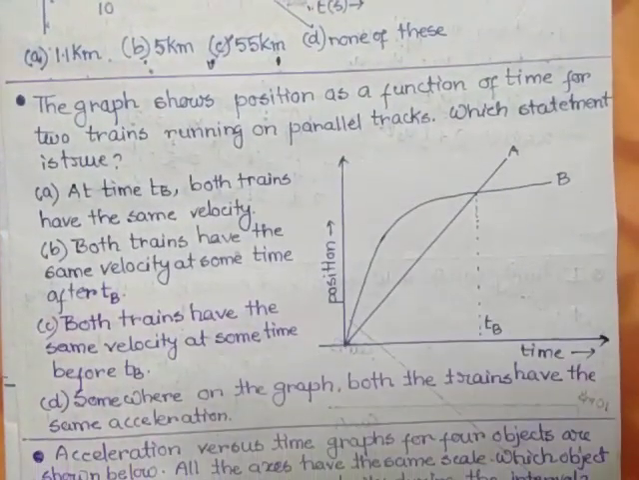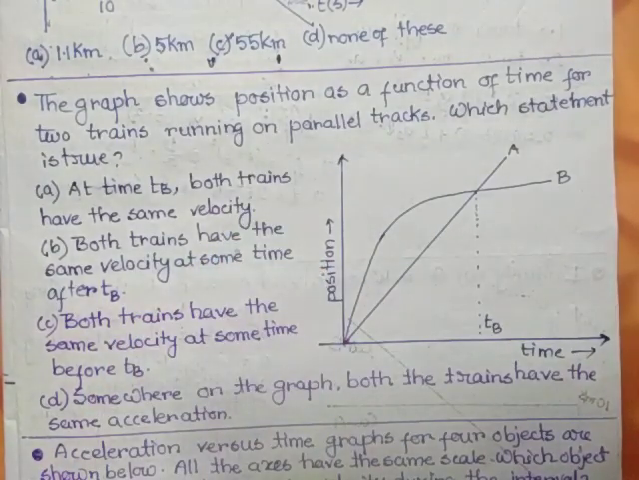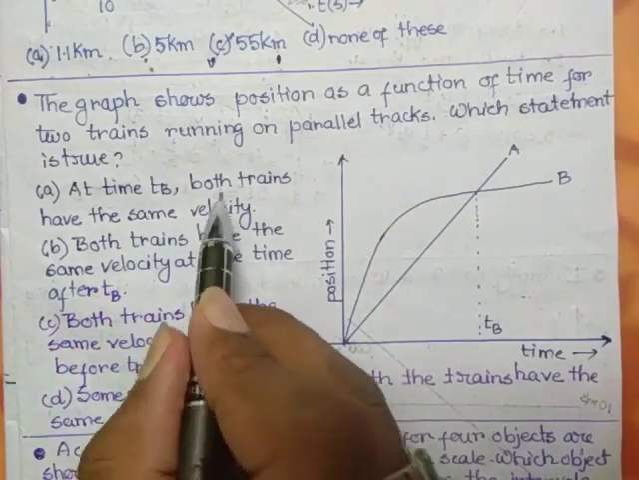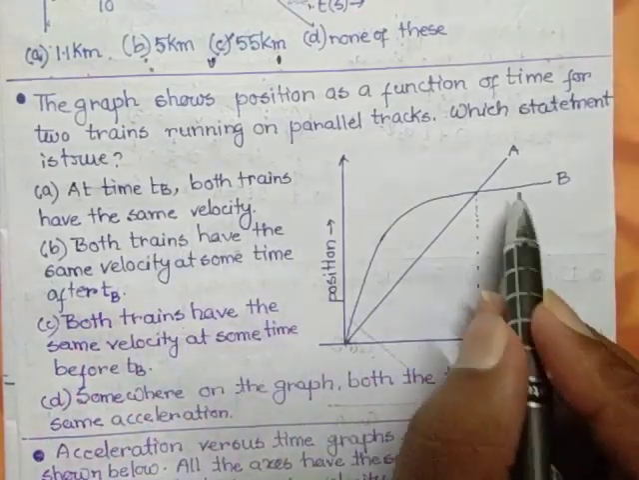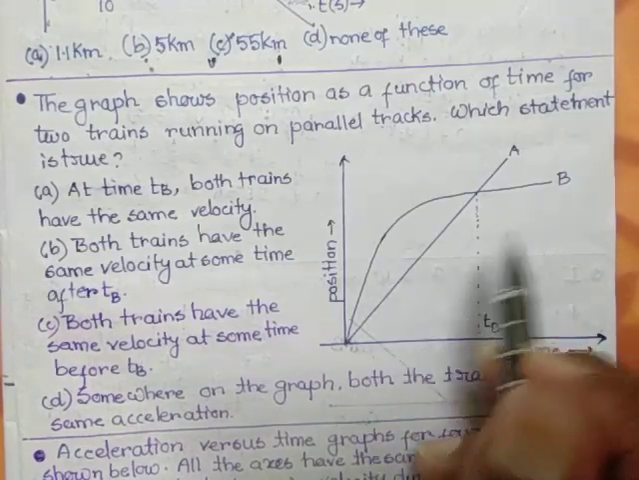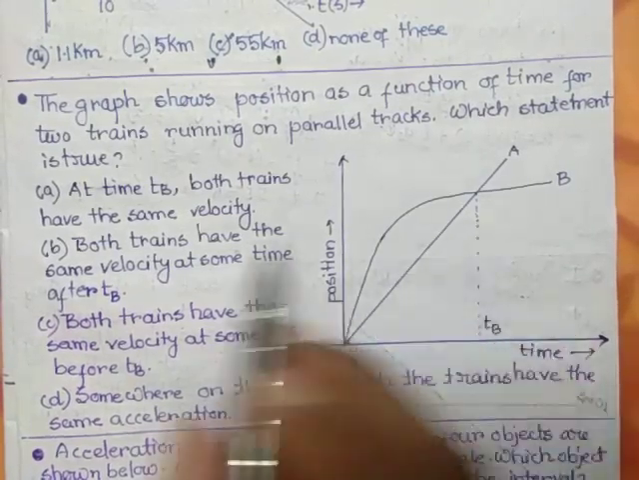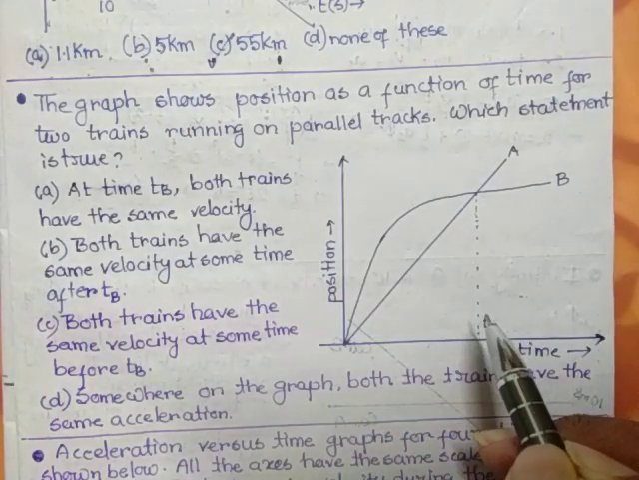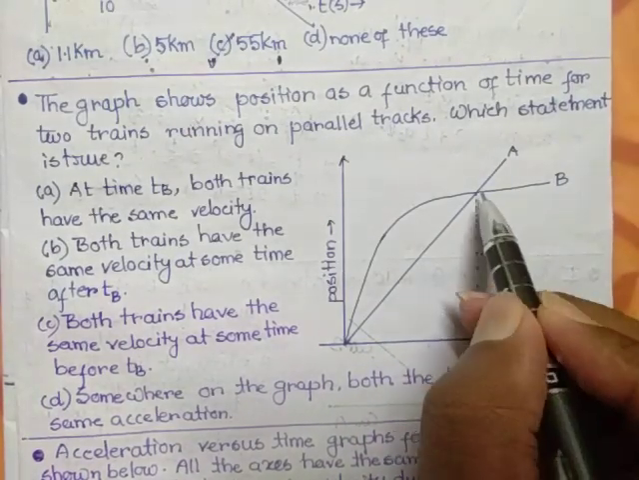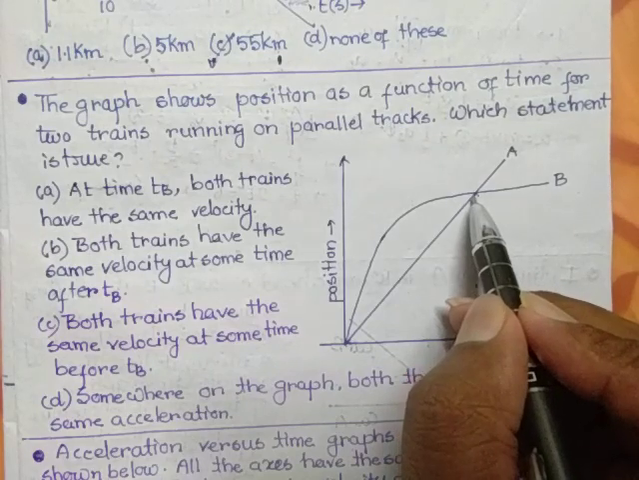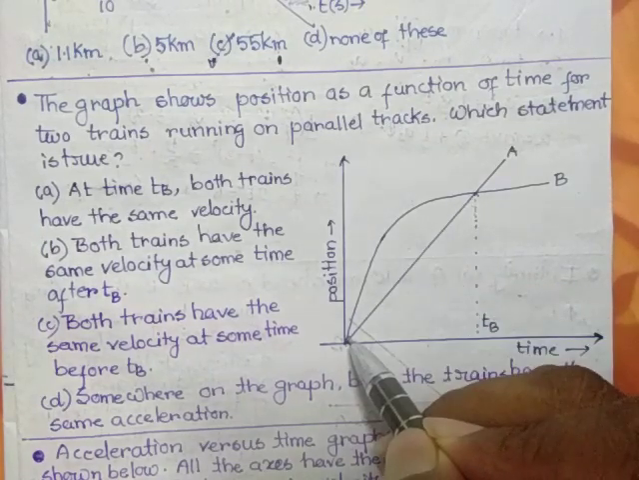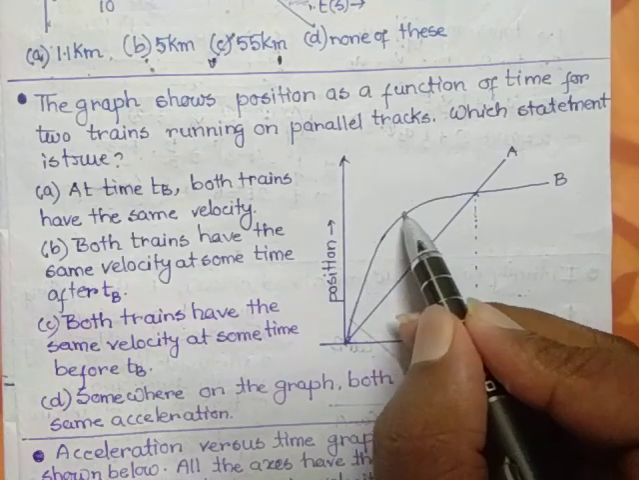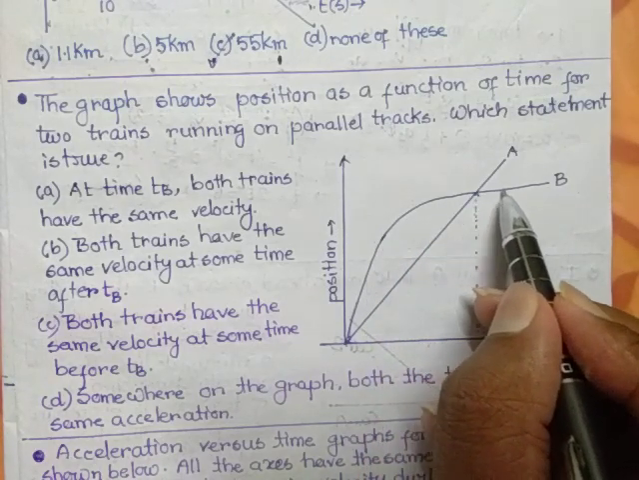Next is that the graph shows the position as a function of time. The two trains are running on parallel tracks. Which statement is true? At time tb, both the trains have the same velocity. We cannot say both the trains have the same velocity because both of them meet there. How can the velocity be the same? Because on the position graph the slope is increasing, so the velocity is also increasing. After that the velocity becomes constant.